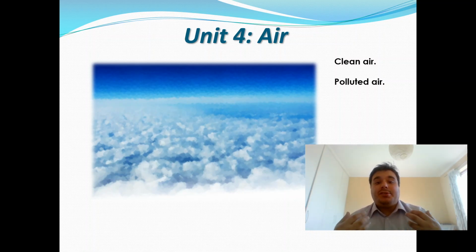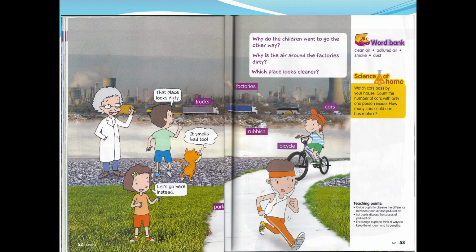And also, the air is super important for fire to burn. Okay? Now, I'm going to ask you to please open your student's book on page 52 and 53. Okay, so here we have a big picture with different things, and also we have the questions. Let's read the questions. The first one is, why do children want to go the other way? The second one is, why is the air around the factories dirty? And which place looks cleaner?